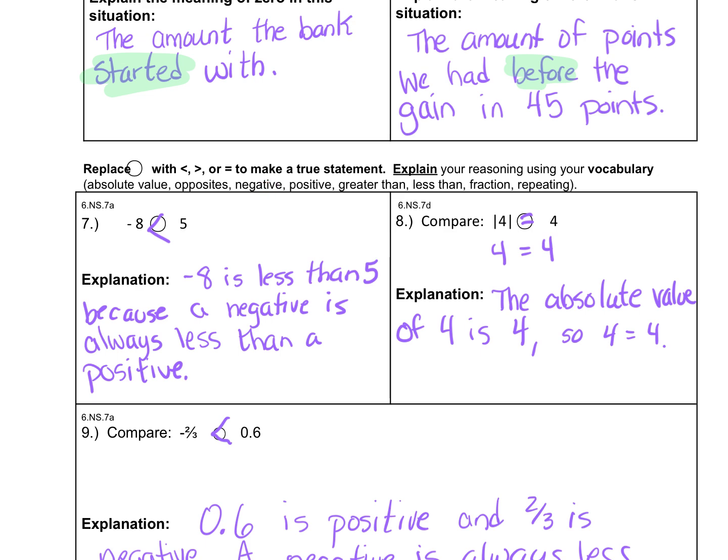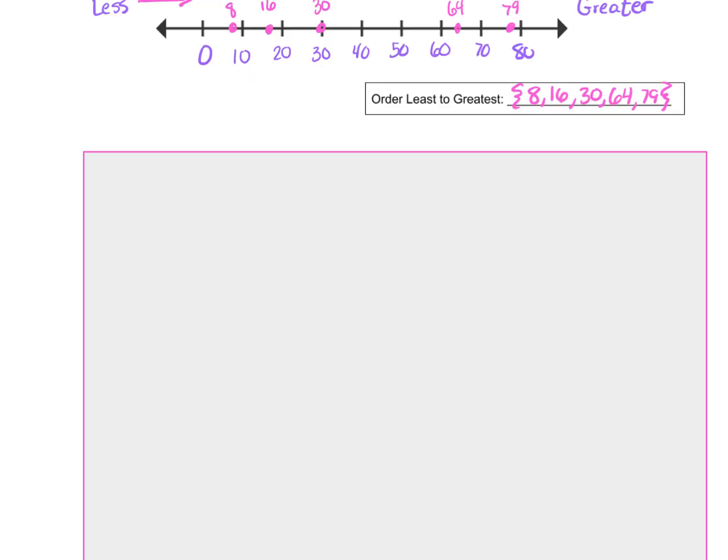So I used negatives and positives. I didn't use opposites because it never told me to do an opposite, so I didn't need to use that word. I did say greater than or less than both times, right? I didn't need greater than this time. I didn't talk about fraction or repeating. However, if you are going to talk about a repeating decimal, you should probably mention the word repeating.